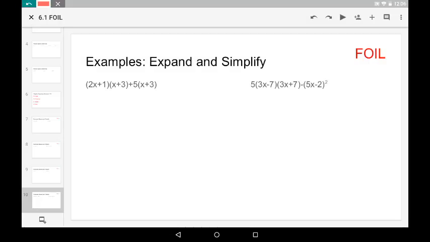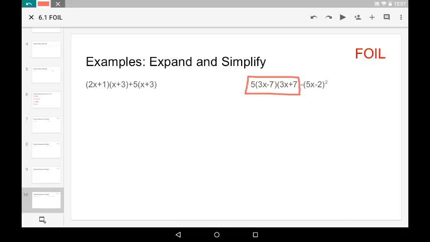Alright, this last example, there's a lot going on here. We have a binomial and a constant all being multiplied. We also have a squared binomial over here, and that squared binomial becomes negative because of this negative sign here. So all of this will be multiplied by -1. So let's get started.